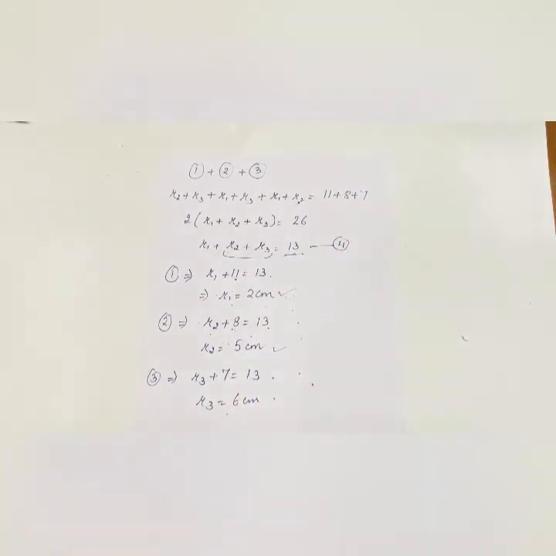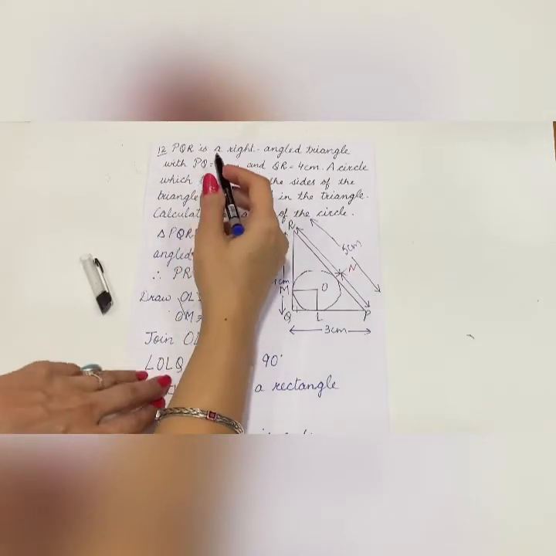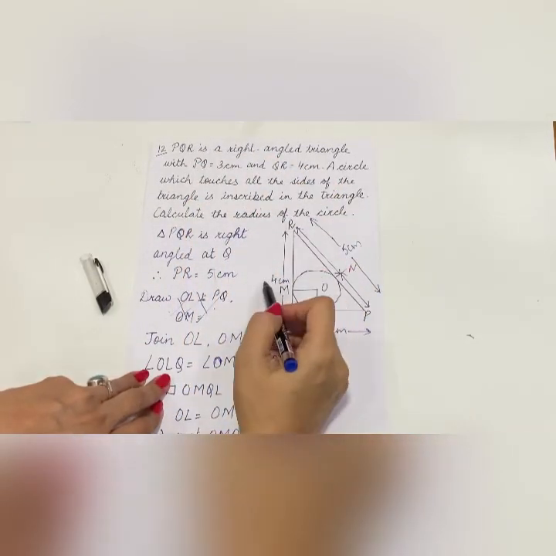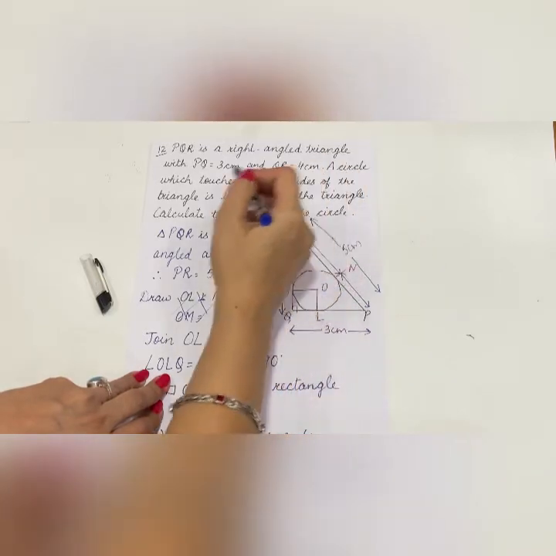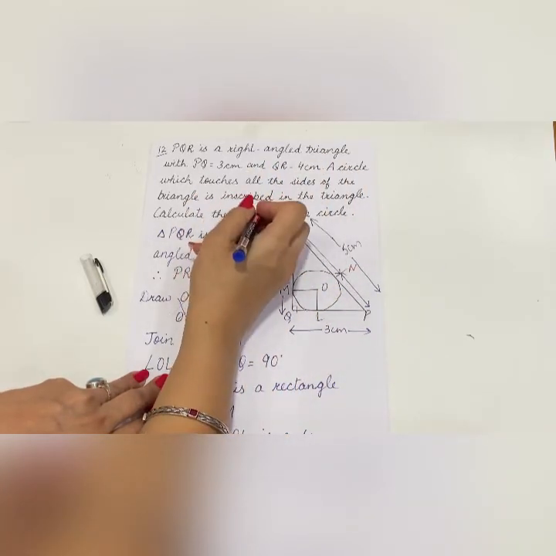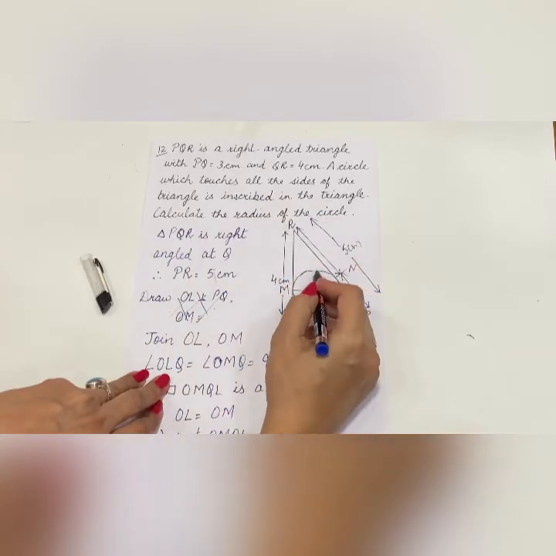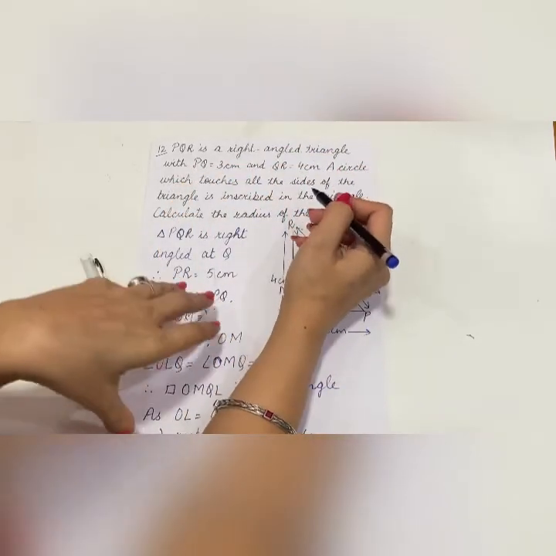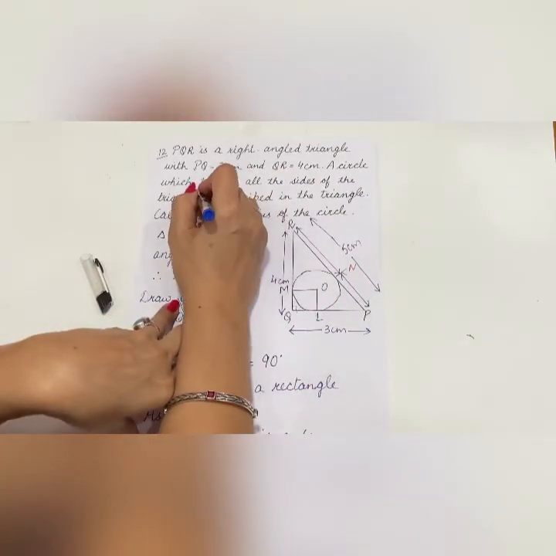After this, next question number 12. PQR is a right angle triangle with PQ equal to 3 centimeter, QR equal to 4 centimeter. A circle which touches all the sides of the triangle is inscribed in the triangle. This is the circle I have taken. It is touching all the sides. Keep this in mind. The word they have used is touches all the sides.